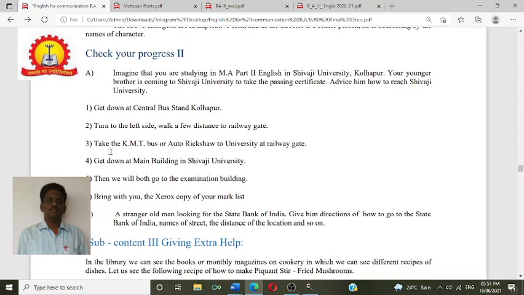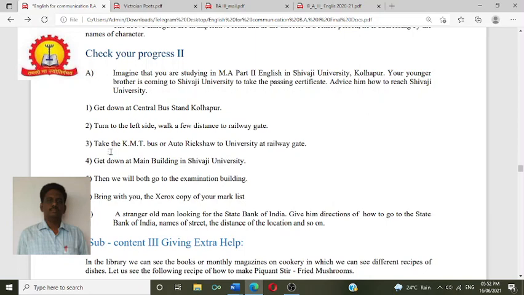Get down at the central bus stand Kolhapur. Turn to the left side. Walk a short distance to a railway gate. Take the KMT bus or auto rickshaw to the university at the railway gate. Get down at the main building in Shivaji University. Then we will both go to the examination building. Bring with you the Xerox copy of your mark sheet. So these are the instructions given by you to your younger brother.